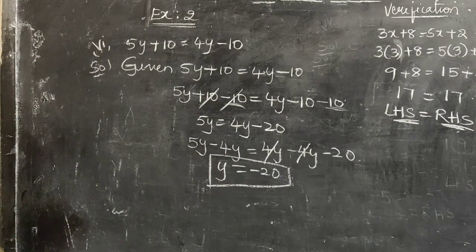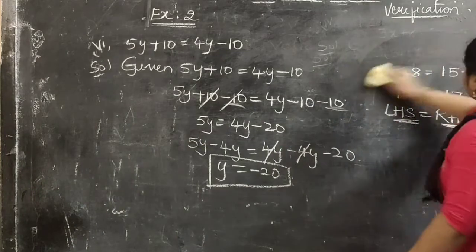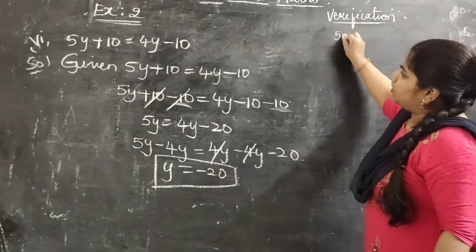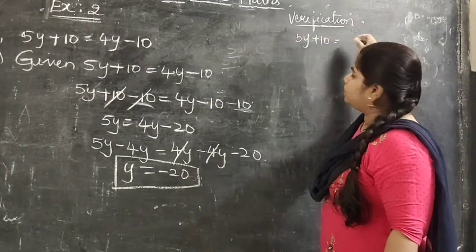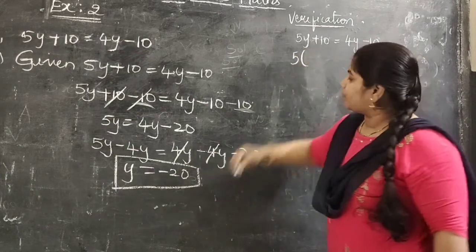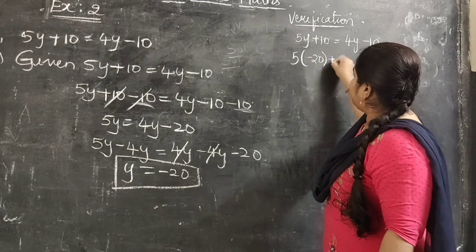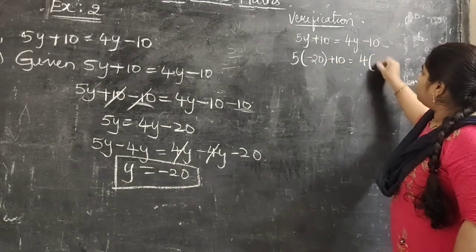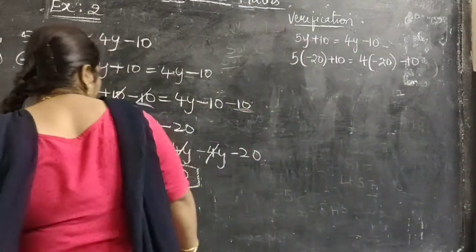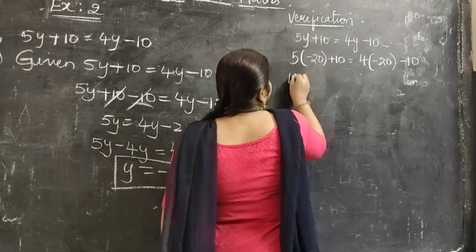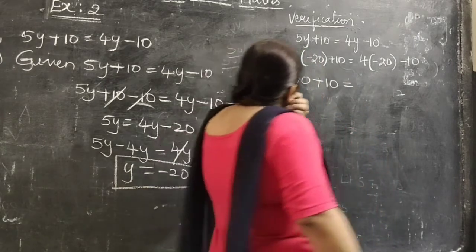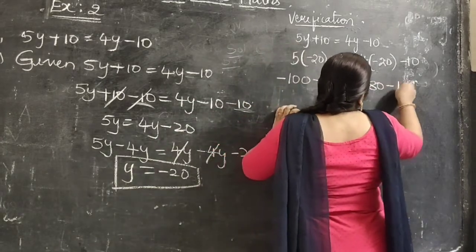Now we will check it by doing this verification. So what is the equation? 5y plus 10 is equal to 4y minus 10. In place of y you have to substitute minus 20. 5 into minus 20 plus 10 is equal to 4 into minus 20 minus 10. So 5 twos are 10, that means minus 100 plus 10 is equal to 4 twos are 8, that is minus 80 minus 10.